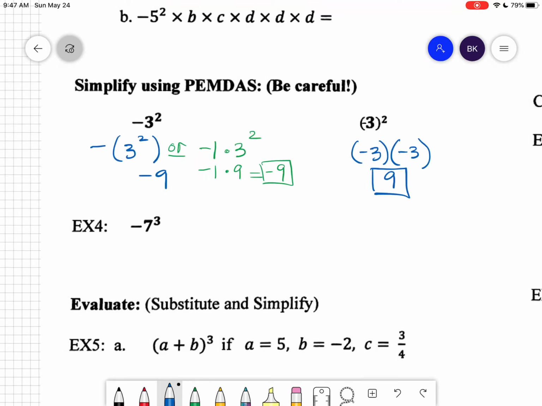Okay. So example number 4, -7 to the third power. Notice there's no parentheses, so I'm simply asking you, what is the opposite of 7 to the third power?